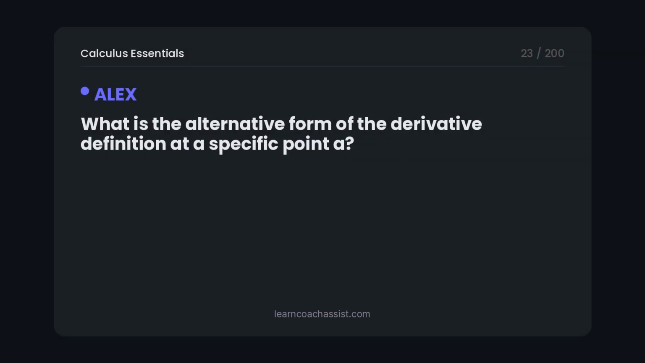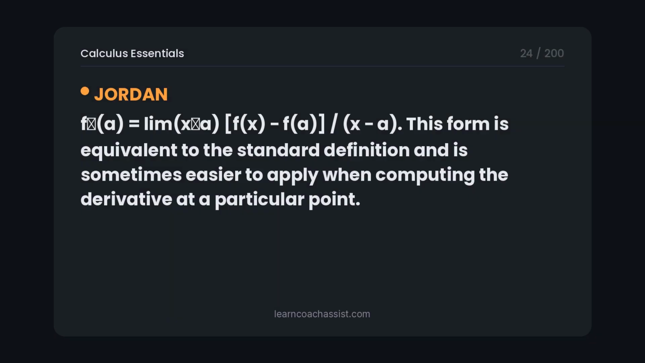What is the alternative form of the derivative definition at a specific point a? f'(a) equals lim x→a [f(x) minus f(a)] / (x minus a). This form is equivalent to the standard definition and is sometimes easier to apply when computing the derivative at a particular point.